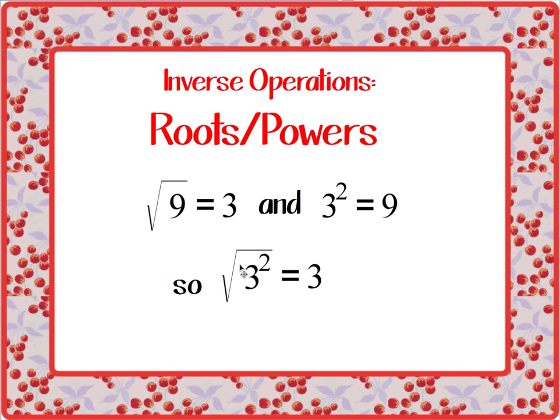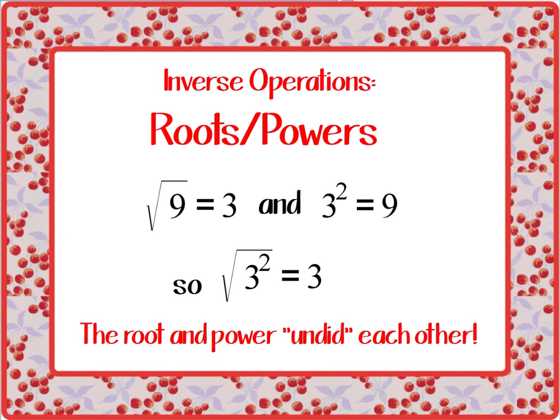That means that the square root of 3 to the second power is equal to 3. Remember we talked in class about how the square root is the same as the second root. So a second root and a second power basically canceled each other out of the picture and left me with just the base of 3.